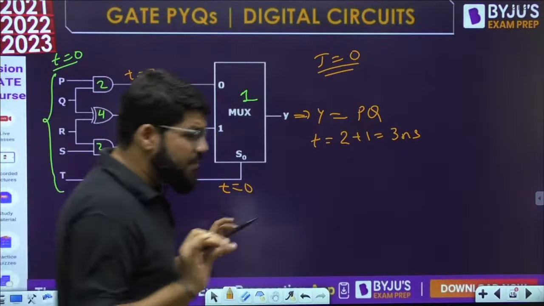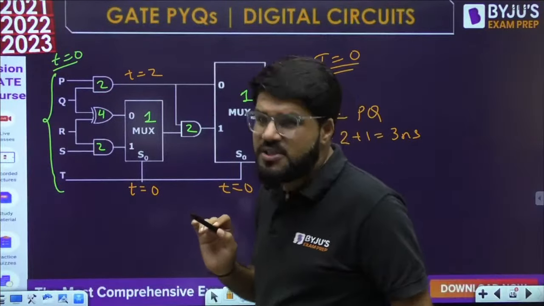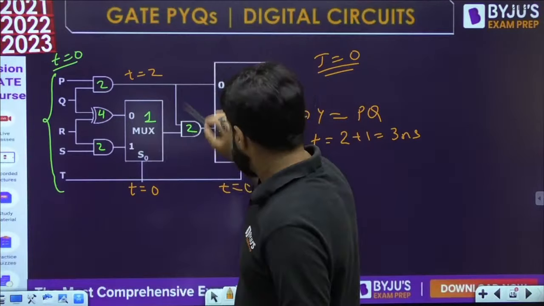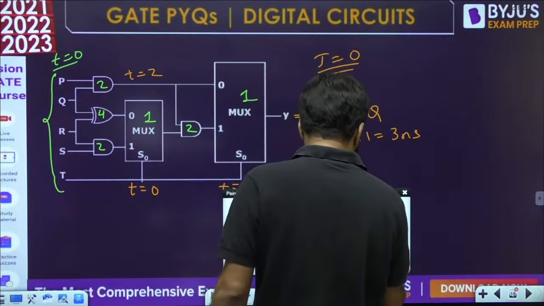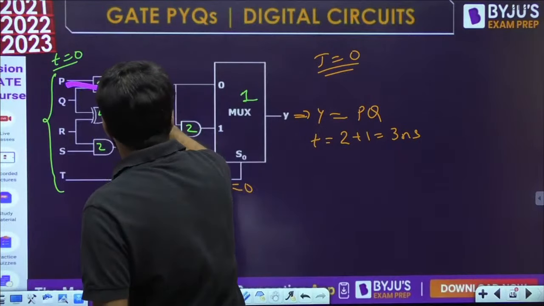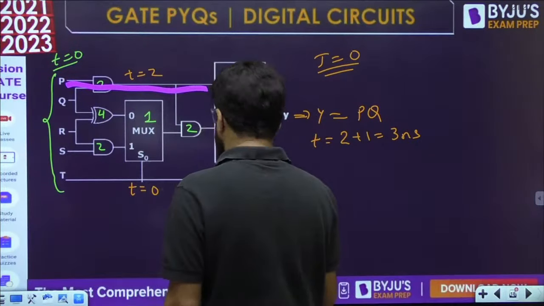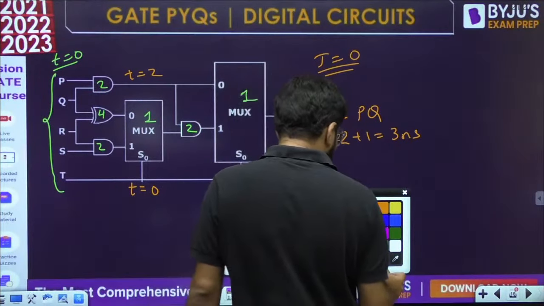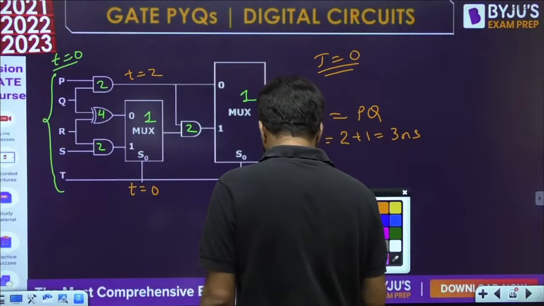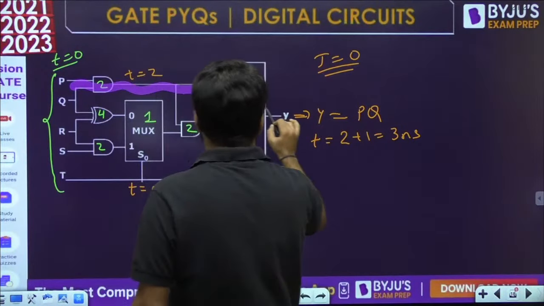But the question is asking maximum propagation delay, that is also known as worst case delay, considering all possible paths. So this is the data path. Let me highlight it once. This has been the data path for case number one. Clear?